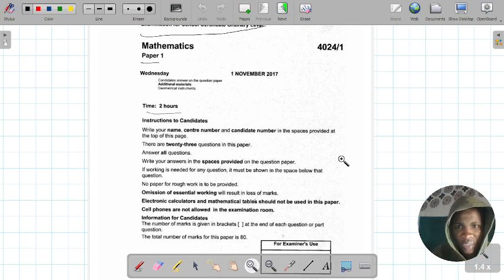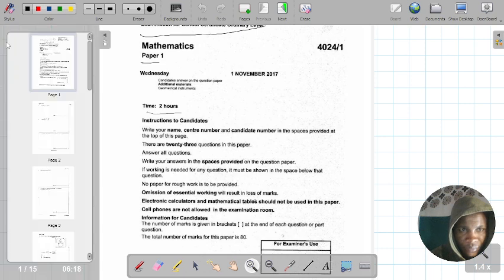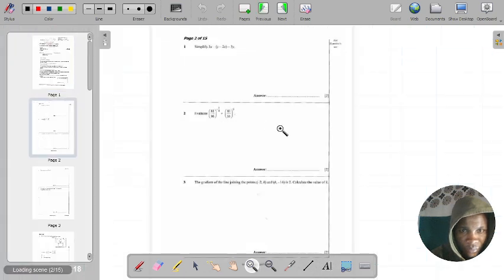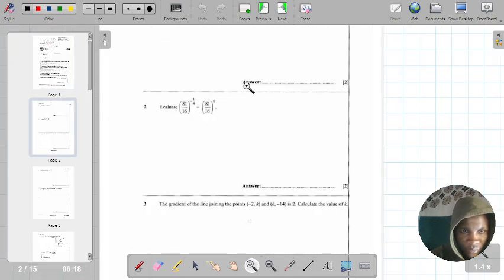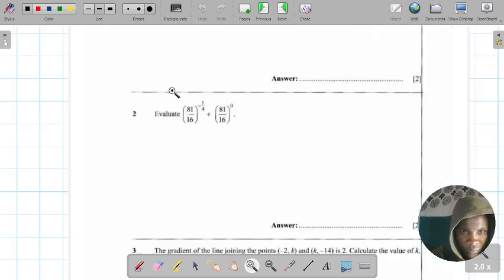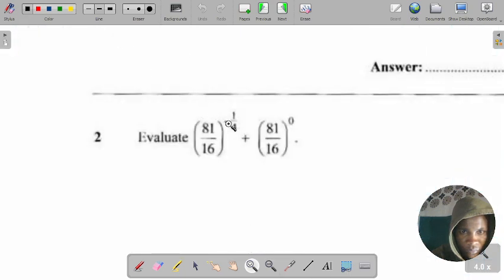Today we'll be looking at some of the questions from Mathematics Paper 1, 2017. So we'll be looking at the first three questions just for this time.